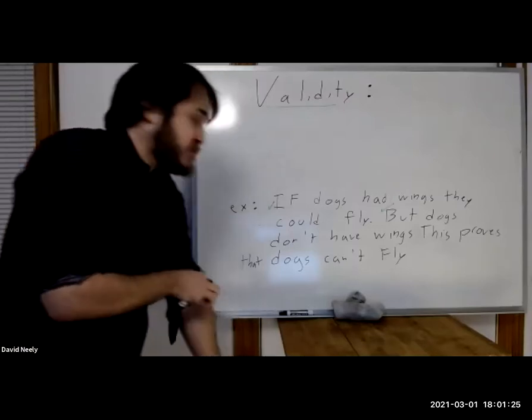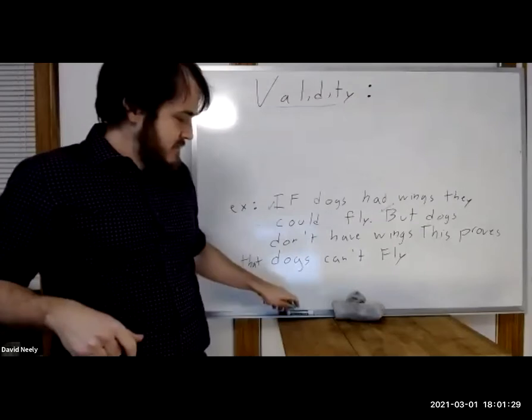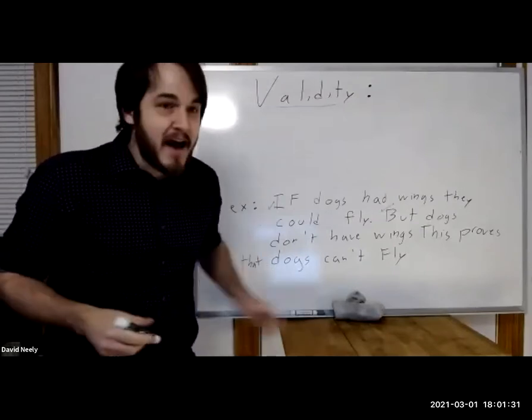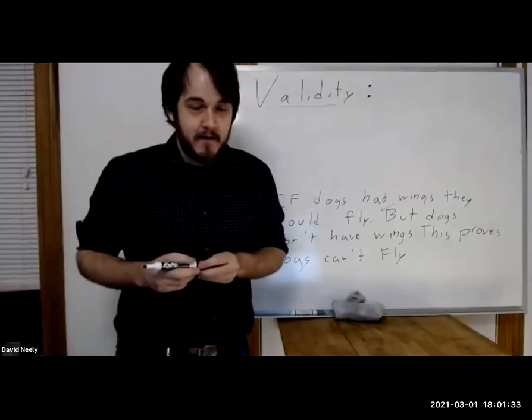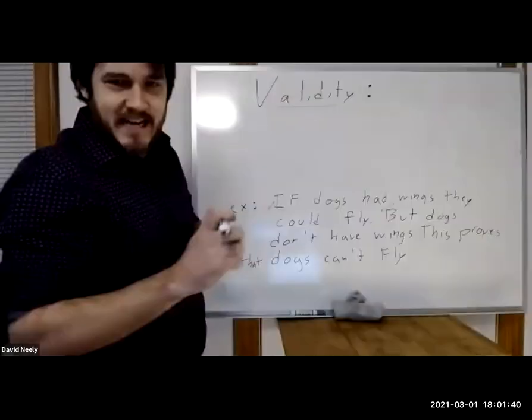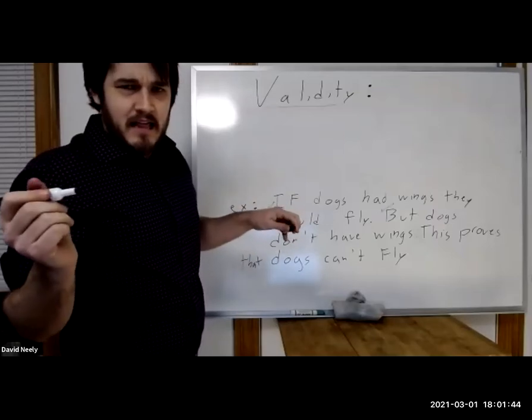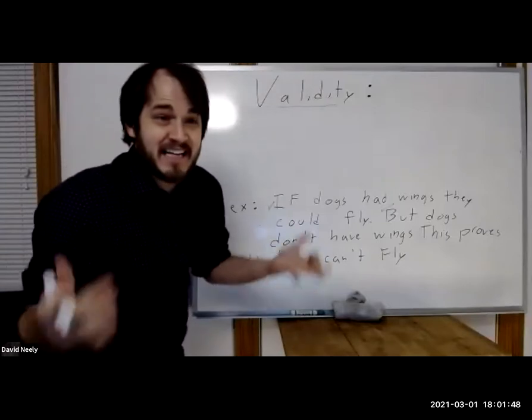Can anyone imagine a world in which dogs didn't have wings, but they could fly? What would this world look like? You might have to get creative, but what would it look like? Say that again, Cassandra, you cut out for a sec. Or type it, if you can. I said it would look like flying dogs. Yeah, they would fly in some other way.